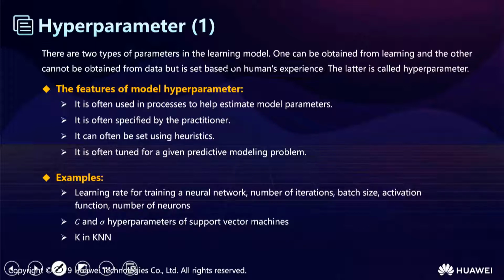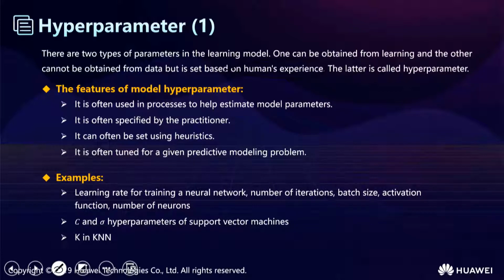It has the following features. It is required by the model when making predictions. Its values define the skill of the model on your problem. It is estimated, as it is all learned from data. It is often not set manually by the practitioners. It is often saved as a part of the learned model.